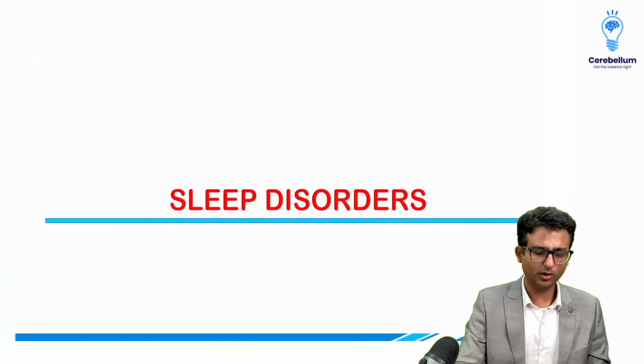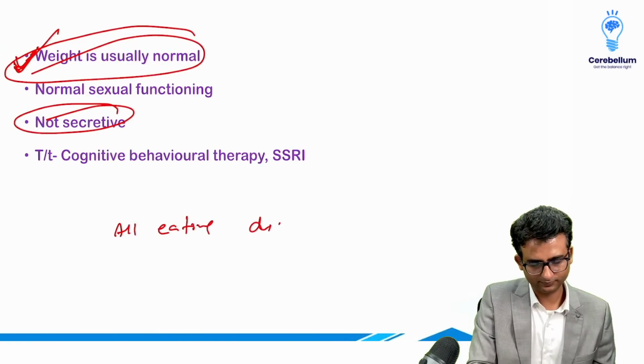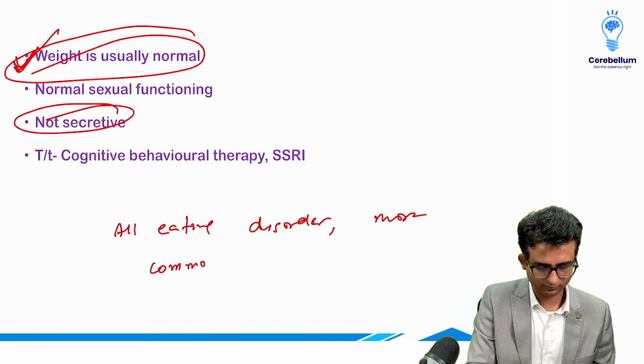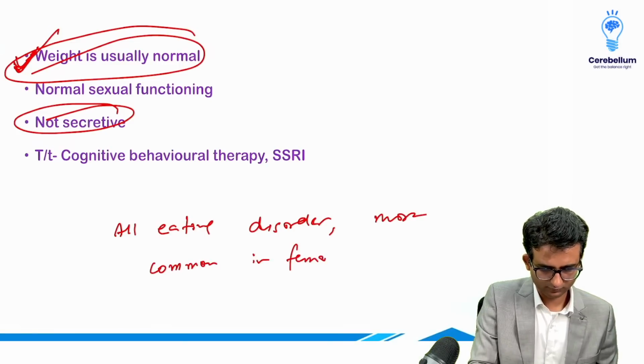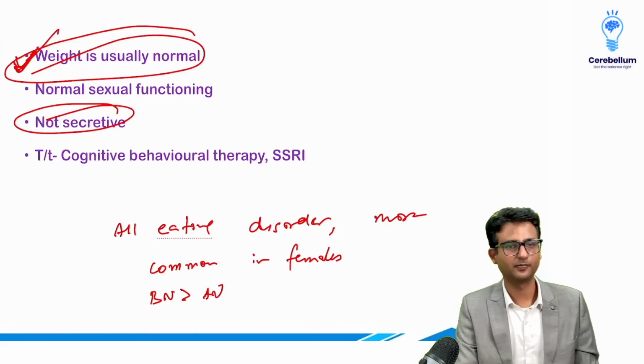All eating disorders are more common in females. एग्जाम में आ चुका है. And bulimia nervosa is more common than anorexia nervosa.